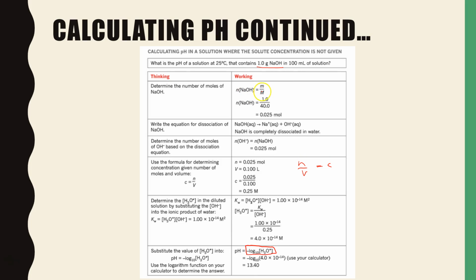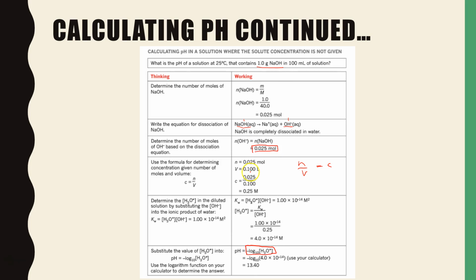We find the moles of sodium hydroxide, which is 1 gram divided by its molar mass, which is equal to 0.025 mole. So we've got 0.025 mole in 100 ml of solution. Because NaOH is a strong base, it completely breaks up in water. And we can see that 1 NaOH molecule will form 1 hydroxide ion. So we can say that the moles of hydroxide is equal to the moles of sodium hydroxide. We have 0.025 moles of hydroxide.